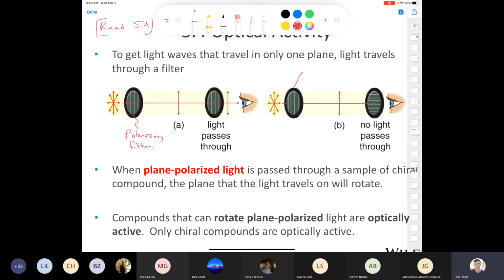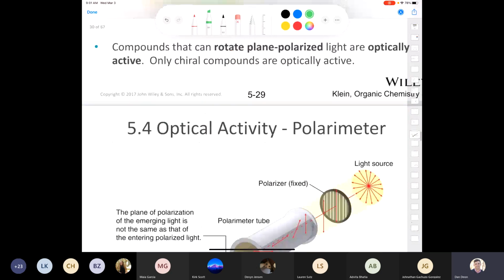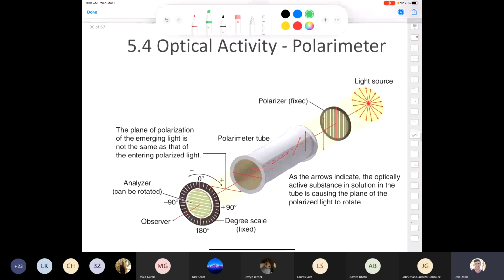Well, what happens is we can take advantage of this plane polarized light, okay? Because we can take that plane polarized light and pass it through a solution of an organic compound, one enantiomer or another, and it's going to affect the direction in which the polarized light is rotated. And compounds that are able to do that, we call those optically active compounds. And chiral compounds possess the ability to do that.